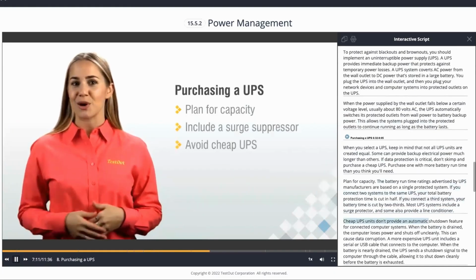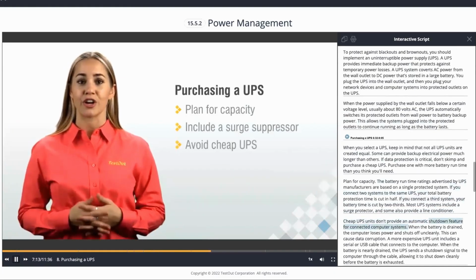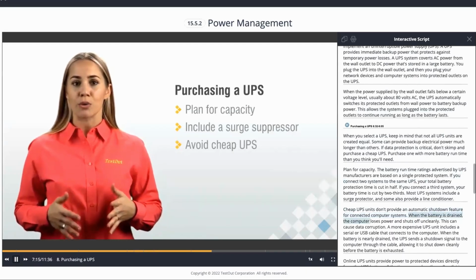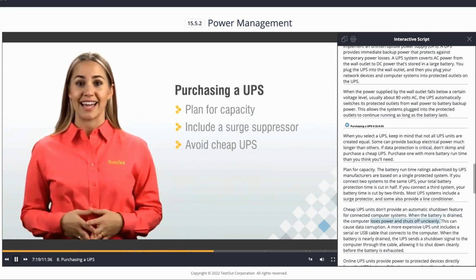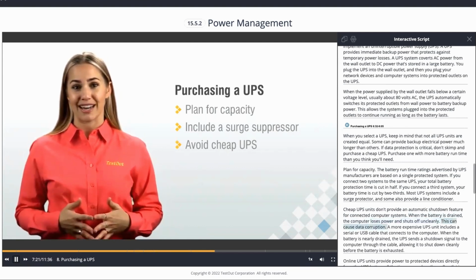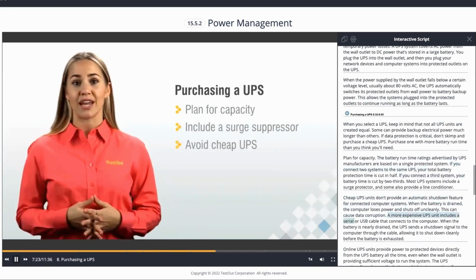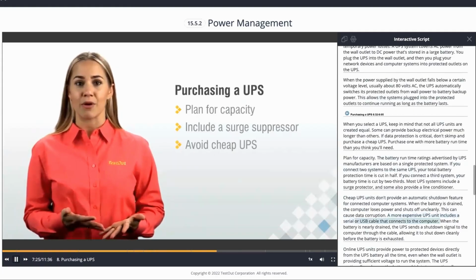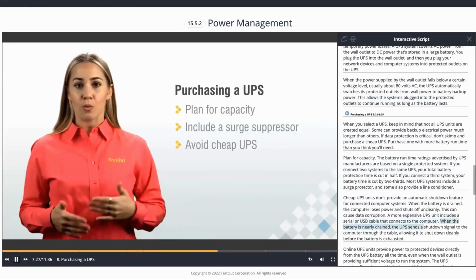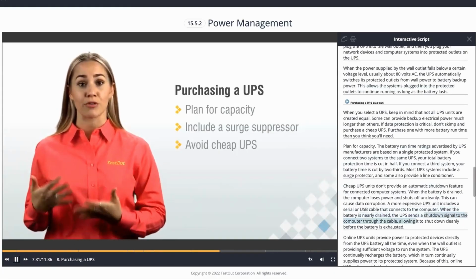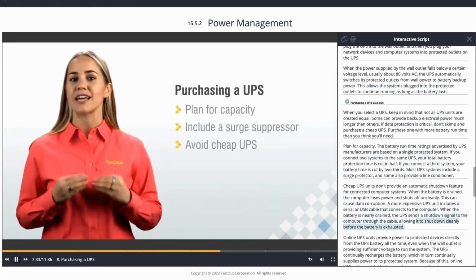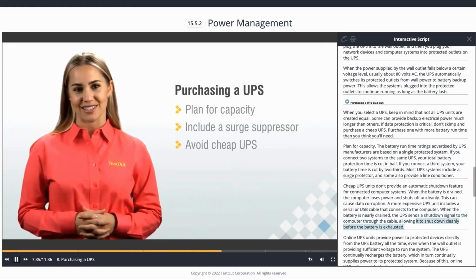Cheap UPS units don't provide an automatic shutdown feature for connected computer systems. When the battery is drained, the computer loses power and shuts off uncleanly. This can cause data corruption. A more expensive UPS unit includes a serial or USB cable that connects to the computer. When the battery is nearly drained, the UPS sends a shutdown signal to the computer through the cable, allowing it to shut down cleanly before the battery is exhausted.